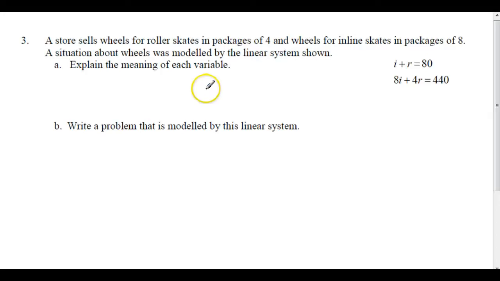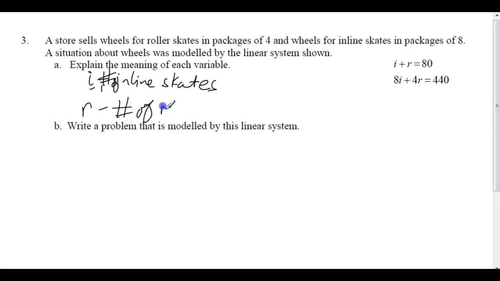A store sells wheels for roller skates in packages of 4 and wheels for inline skates in packages of 8. A situation about wheels was modeled by the linear system below. Now, explain the meaning of each variable. So, probably I is the number of inline skate wheels. Actually, wait a sec. No, if this is 8i, this would be the number of wheels. So I is the number of inline skates. And R is the number of roller skates.